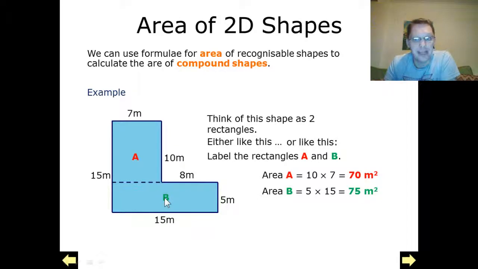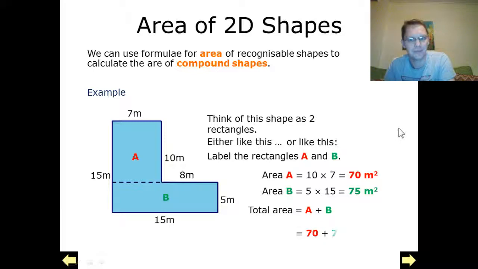The area of B is 15 times 5. 15 meters is this entire length, and 5 meters is the height of this length. In which case, 5 times 15, that's 75 meters squared. Now to find the total area of this shape, I'm going to simply add them together. So 70 plus 75, that gives me 145 meters squared.